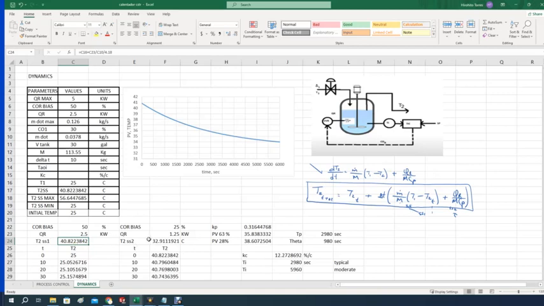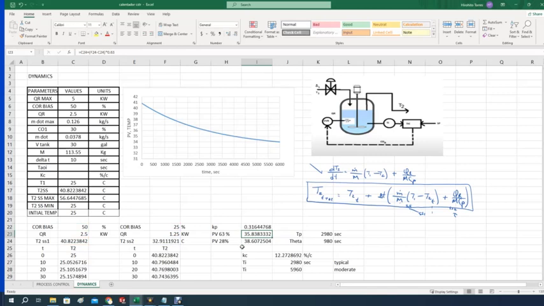The same here. You change from 50 to 25, you calculate the new T2, and then, as you can see on this Kp value, you are only using values from steady state, either from the COR bias and the impact on temperature, the new COR bias and the impact on temperature, and then the difference between this, divided by this, and eventually you get the Kp value.